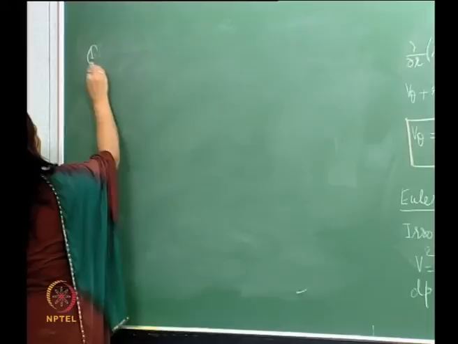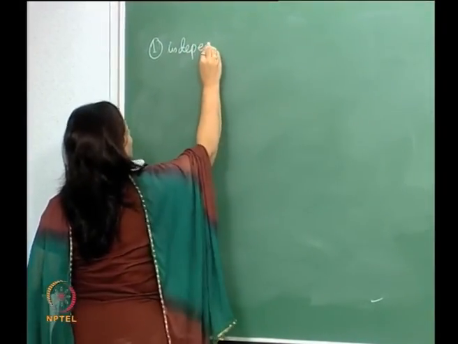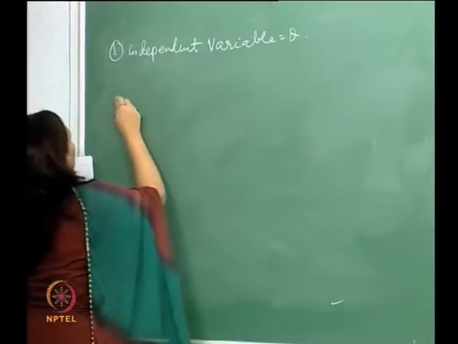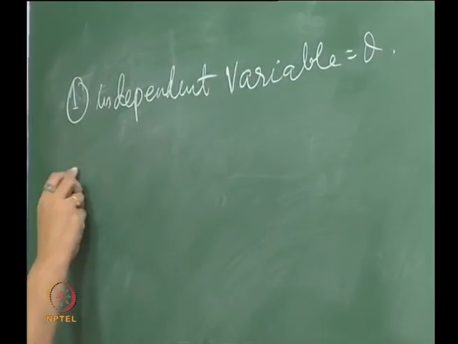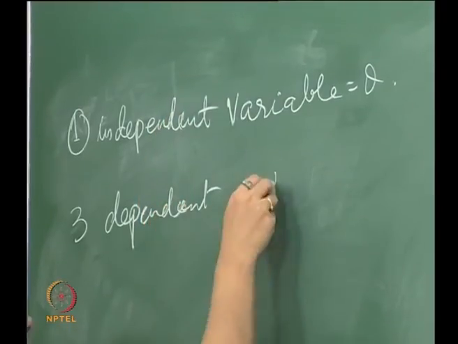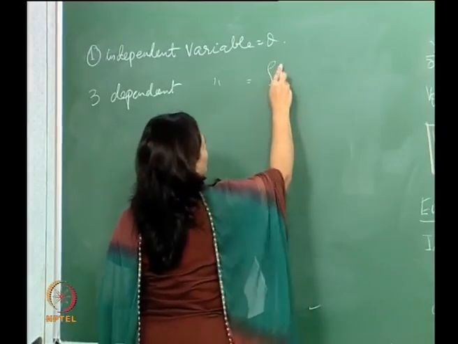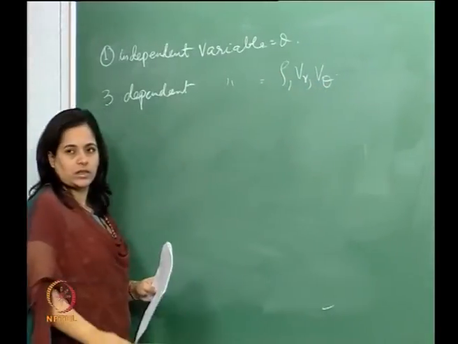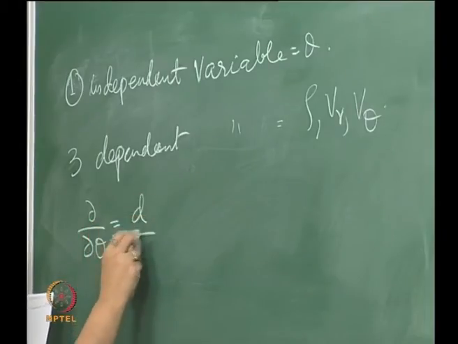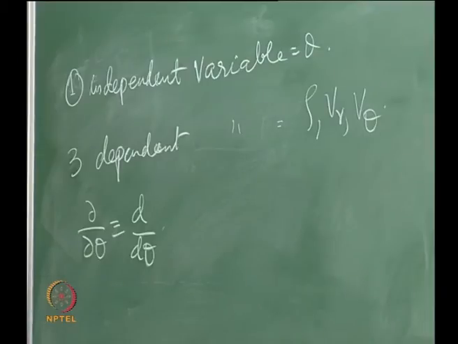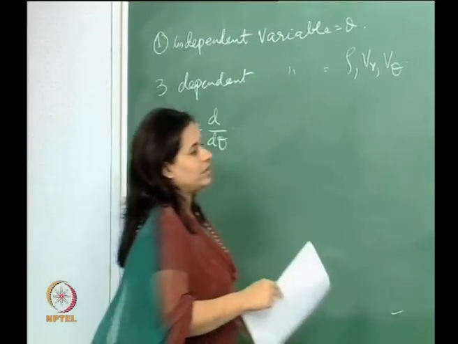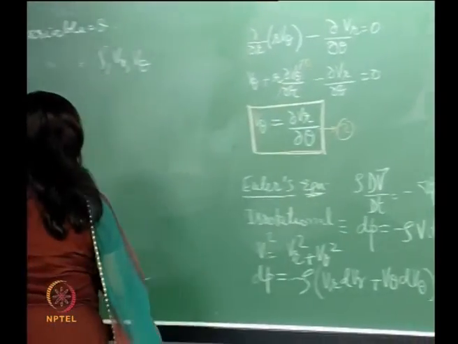So, we have just one independent variable, which is theta, and we have three dependent variables, which are rho, Vr and V theta. Therefore, what we can do is write these as simple derivatives. We can write these as simple derivatives, and I incorporate all of that into my Euler's equation, which I use over here. So, what I get here is something like this.